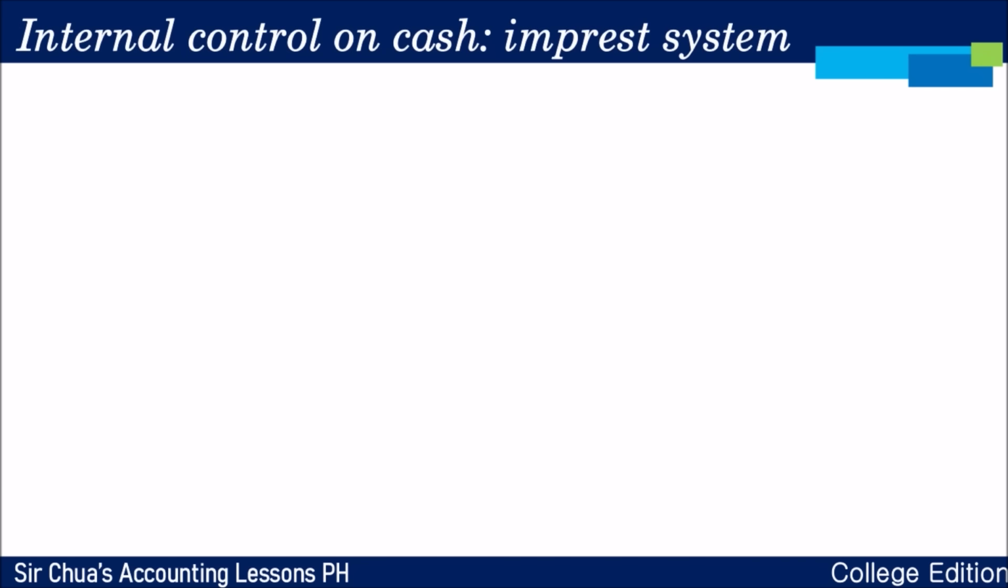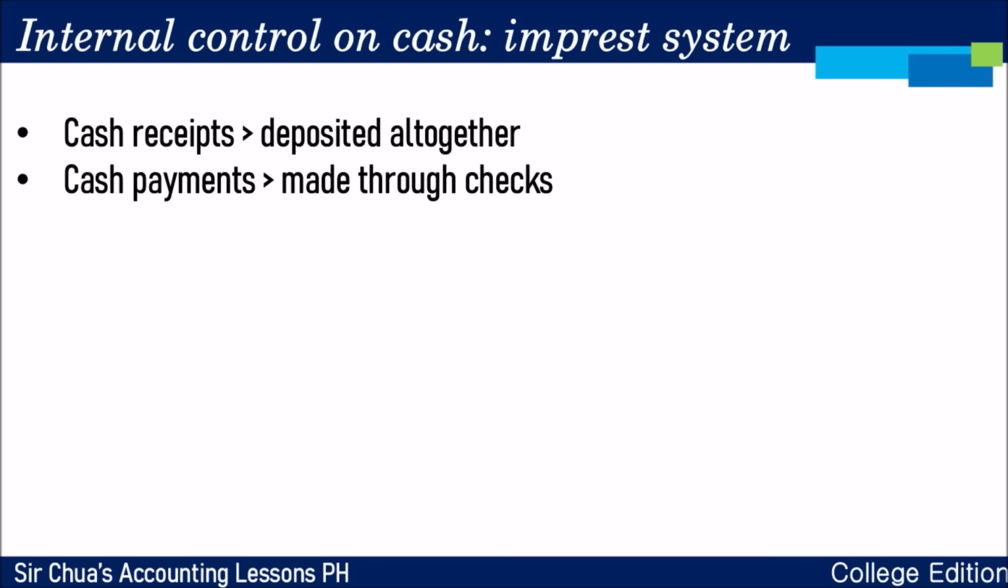Okay, the internal control on cash is what we call the Imprest system. The Imprest system presents the following two methods. Okay, first one is lahat po ng marireceive natin sa customers or any cash that we receive, altogether po ide-deposit yan. Okay, ide-deposit natin sa bangko. And then, kapag ka naman po cash payment, hindi tayo basta-basta pwedeng maglalabas lang ng cash. Kailangan po ang payments natin ay naka-cheque.